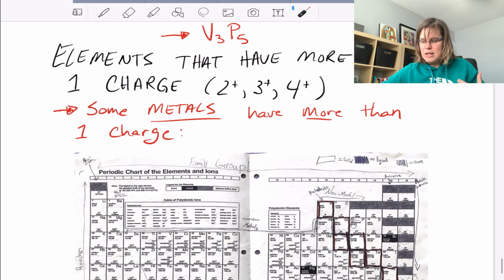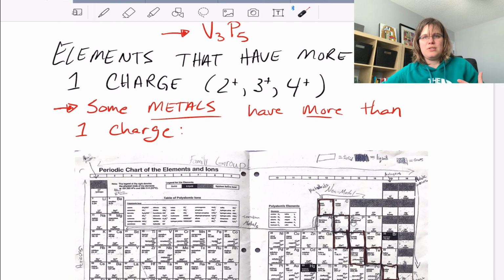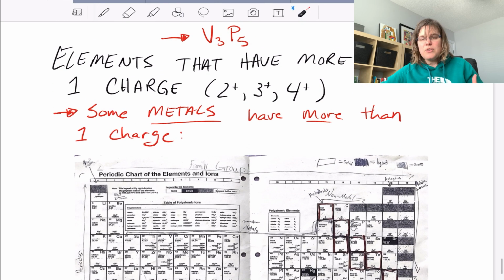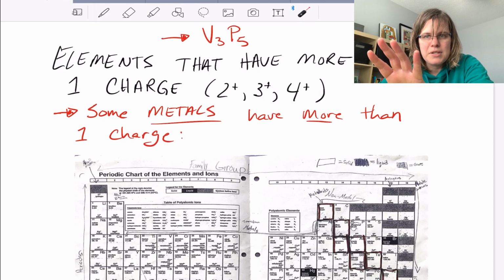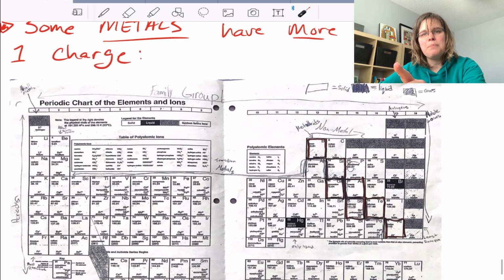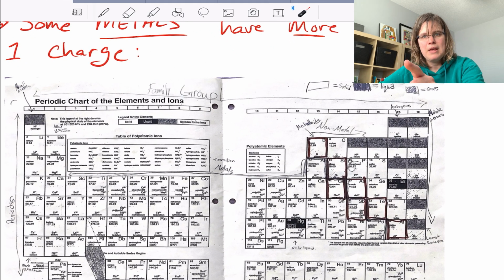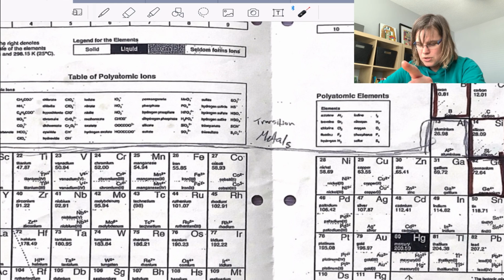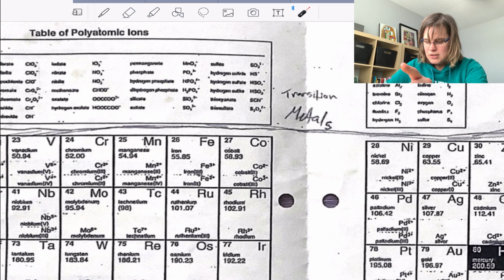So just so you know, elements that have more than one charge. All right, so super important for you to know. Some metals have more than one charge. This is the other most confusing part of this deal. Some metals have more than one charge, and you have to be able to follow along with me right now on your periodic table. So I've taken a picture of your periodic table because it's better than the one that I have. And I just want to zoom in here and show you some of these things.